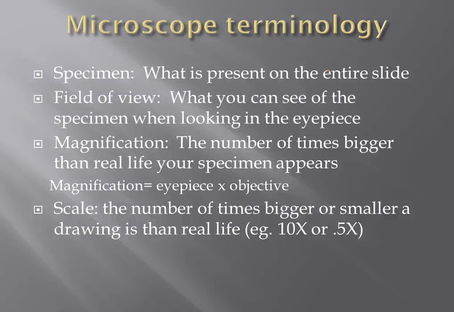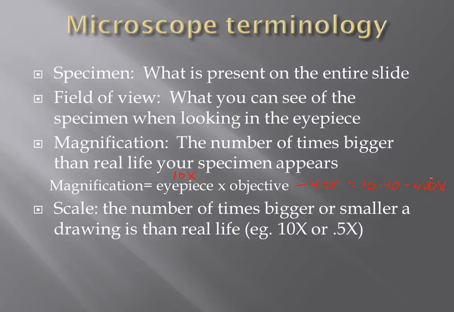Magnification refers to the number of times bigger than real life that your specimen appears. Now how do we calculate magnification? It's always the eyepiece, which is always going to be for us 10x, or 10 times normal light, times whatever objective we're looking at. So for example, if I'm looking at something under the 40x objective, my total magnification would be 10 times 40, or 400x. Notice how I always put that x back there, right? That's very important.